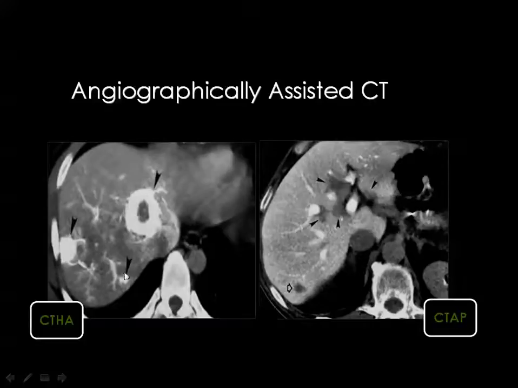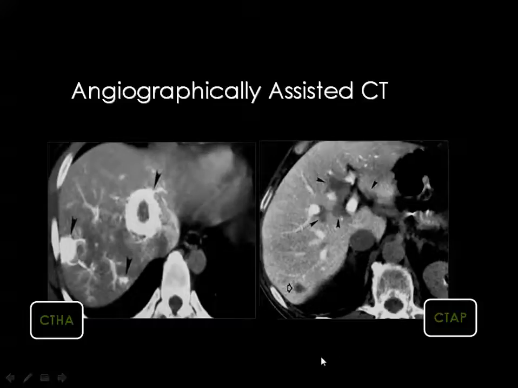Then this technique is known as CT arterial portography. After finishing this phase, you wait for a while. After the contrast circulates from the arterial to the venous side, then you scan the liver once more, and you see the liver is taking contrast media while the lesions, especially if they are hypovascular, are not taking contrast media.